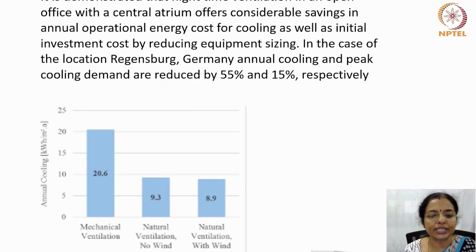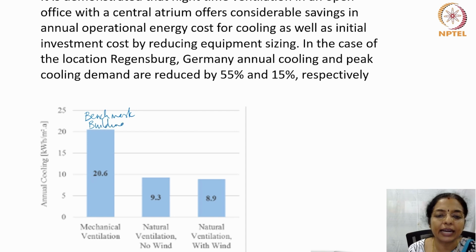It is demonstrated that nighttime ventilation in an open office with a central atrium offers considerable savings in annual operational energy cost for cooling as well as initial investment cost by reducing equipment sizing. In the case of the location Regensburg in Germany, annual cooling and peak cooling demand were considerably reduced by 55% and 15% compared to the benchmark building, which is what was normally built in that place.